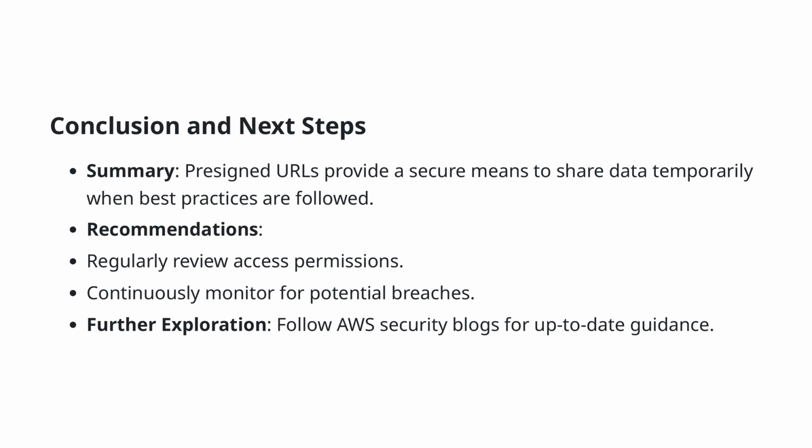In conclusion, Presigned URLs offer a secure way to share data temporarily when best practices are adhered to. As a summary, it is essential to regularly review access permissions to ensure they are up to date and relevant. Additionally, continuous monitoring for any potential breaches is recommended to maintain the integrity of your data sharing processes. For those looking to further expand their knowledge, following AWS Security Blogs can provide current guidance and insights into secure data sharing practices. This will keep you informed and help you stay on top of the latest security measures.